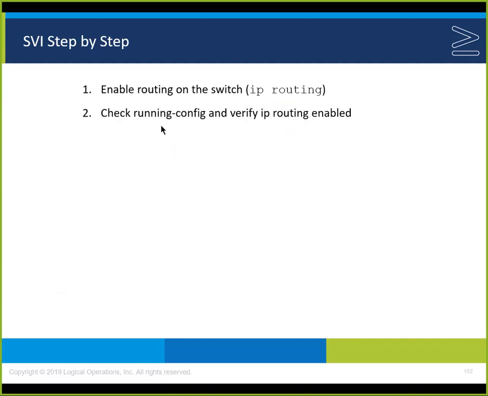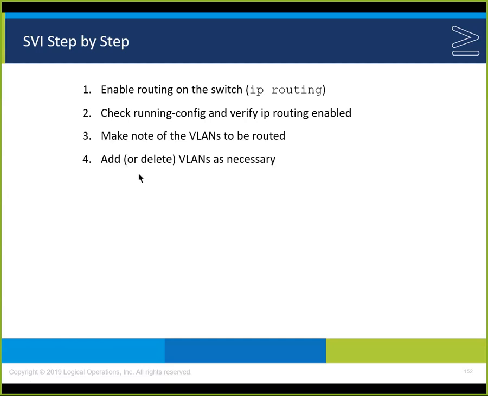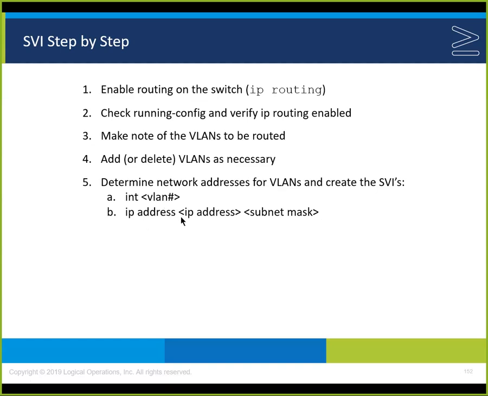We enabled routing. I didn't check the running config to verify that IP routing is enabled, but it obviously was because it worked. The VLANs to be routed, add or delete the VLANs as necessary to the layer 3 switch. They all have to be there or they're not going to be allowed to get into the trunk to send the information back and forth. Determine the network addresses for the VLANs, create the switch virtual interfaces, interface VLAN, whatever, the IP address, subnet mask.